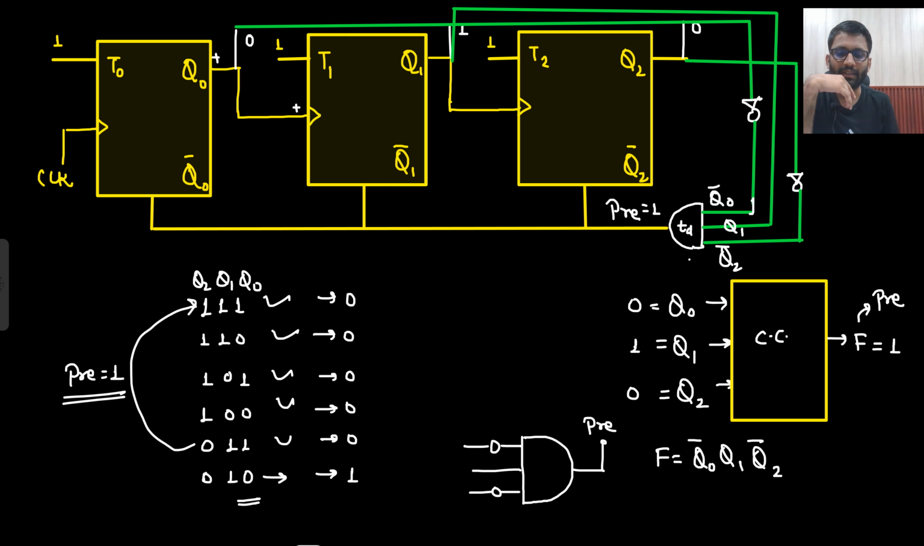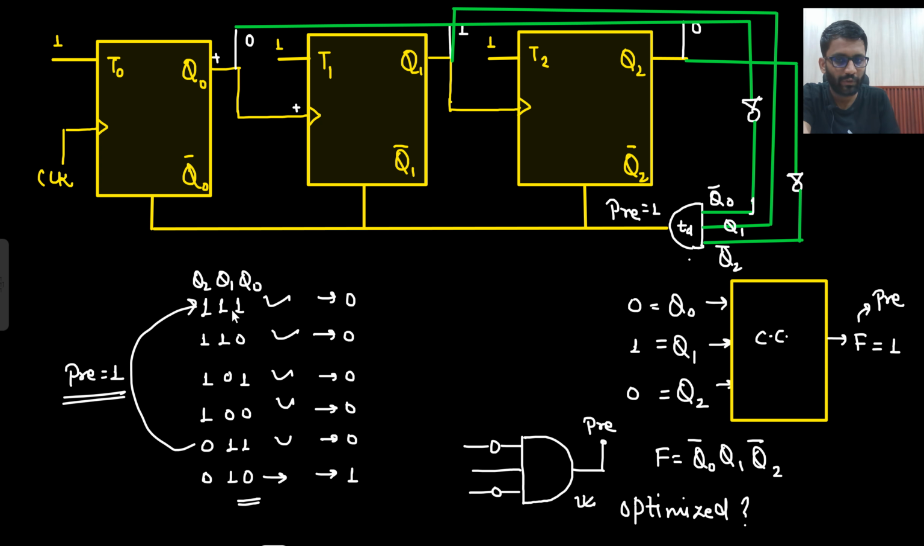Now tell me one thing. This gate I have designed. Is it an optimized design? Is this the best design? Like, 3 inputs you are feeding to the gate. Is this the best design? No. Why is it not the best design? Think about it. Take your time and think about it. Why is this not the best design?